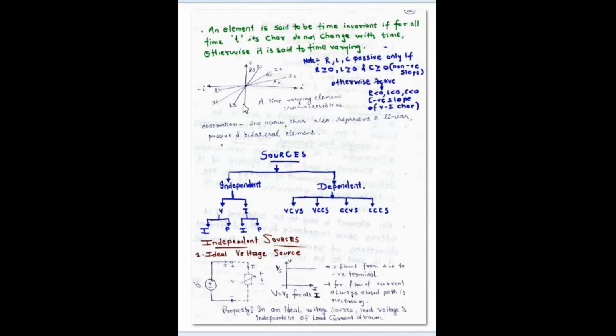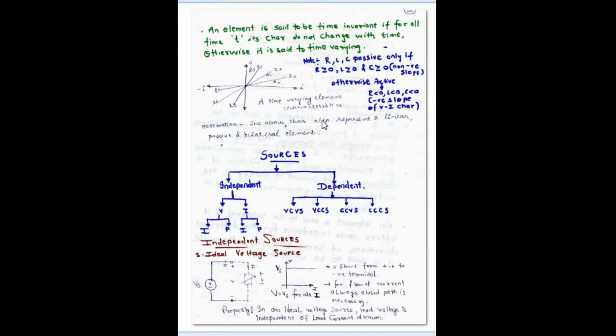Now here I have shown one particular graph of R1, R2 and R3, a time varying element's characteristics. The characteristics are varying with respect to time. This is R3, this is R1, this is R2. All three quantities are varying with respect to time, so it is a time varying element.